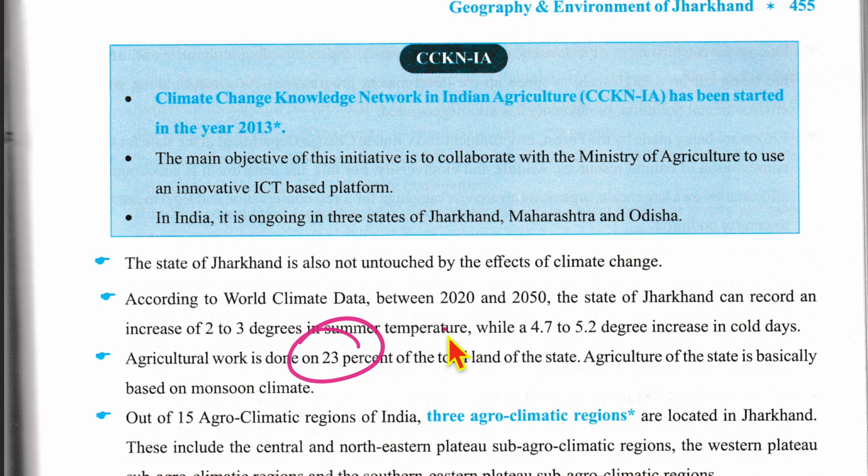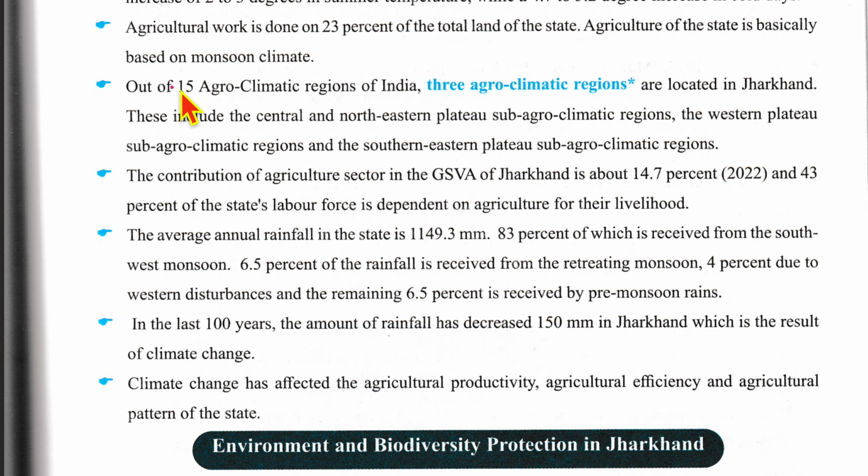Agriculture work is done on 23% of the total land of the state. Agriculture of the state is basically based on the monsoon climate. Out of the 15 agroclimatic regions of India, 3 agroclimatic regions are located in Jharkhand. These include the Central and Northeastern Plateau Sub-Agroclimatic Region, the Western Plateau Sub-Agroclimatic Region, and the Southeastern Plateau Sub-Agroclimatic Region.